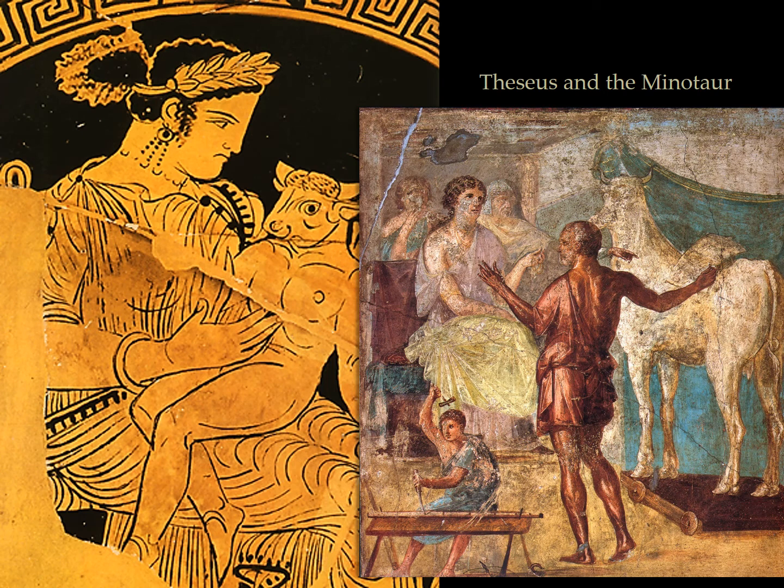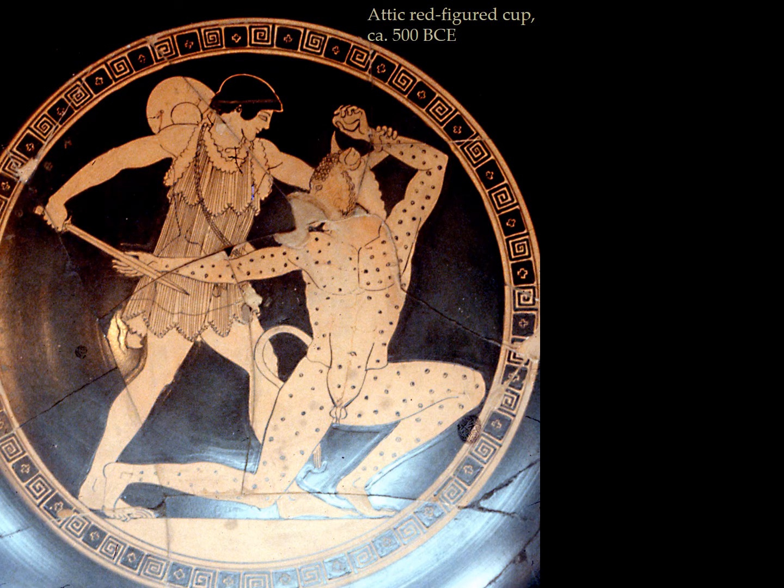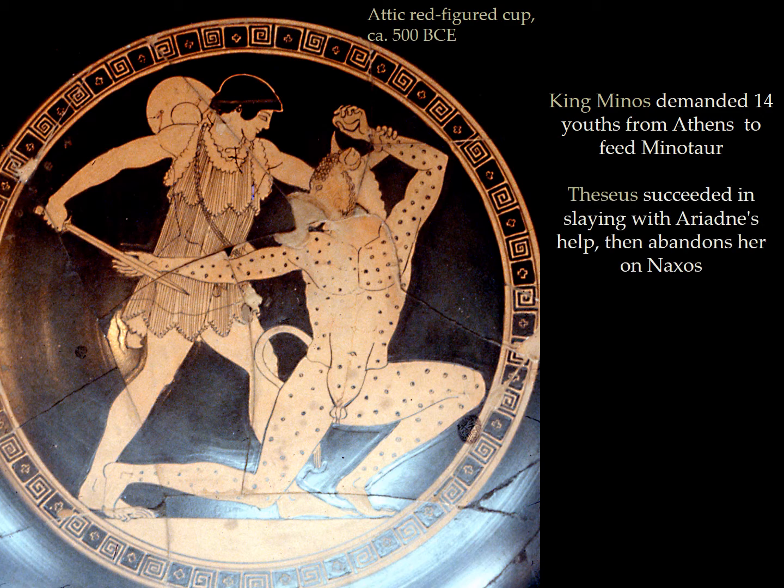So here is a later painting from Pompeii of the bull costume or the cow costume that Pasiphae is climbing into in order to make love to the bull. This is the punishment of King Minos for trying to trick or betray a god. So we find that King Minos demanded 14 youths from Athens to feed the Minotaur on lunar cycles. We find that Theseus is going to be the prince of Athens, who is going to succeed in slaying the Minotaur with Ariadne's help, Ariadne being the daughter of Queen Pasiphae and King Minos.